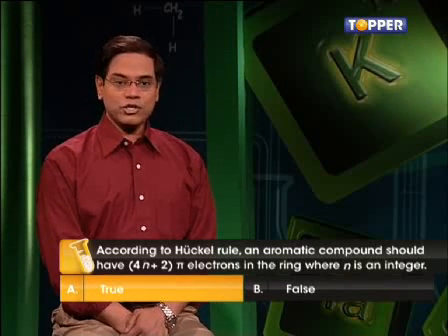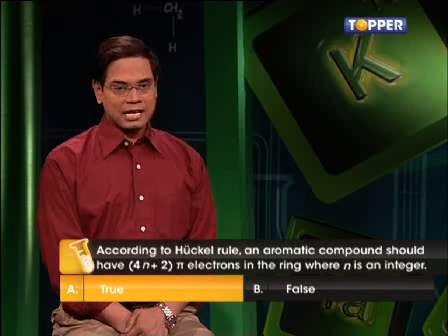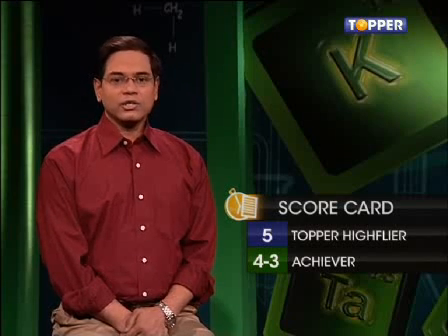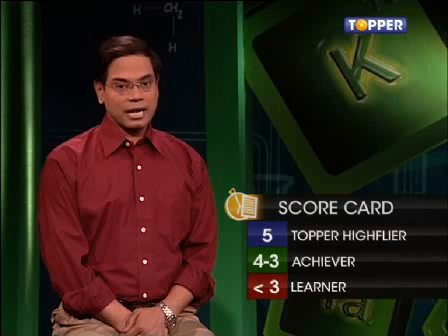I hope you enjoyed the rapid fire round as much as I did. Let's see how you have fared. If you scored 5 on 5, then you are a high flyer and I bow to you. If you scored a 3 or 4 on 5, then you are an achiever and you have the potential to soar high. But if you scored less than 3, then you need to work a bit hard. But don't worry, www.topperlearning.com is just a click away.